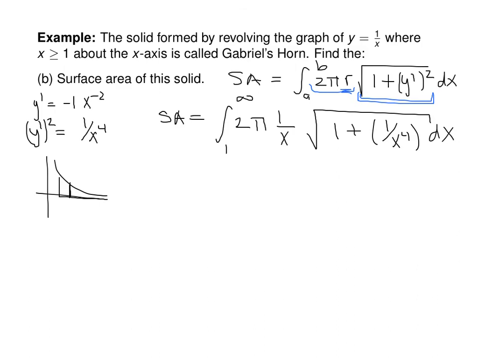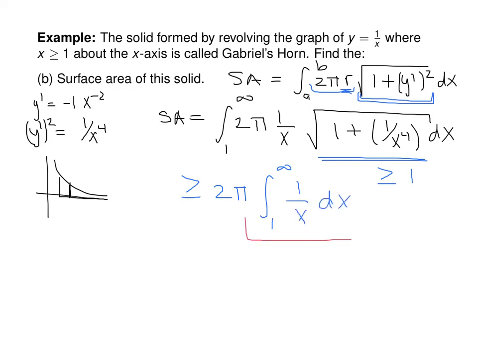And since my x's are positive, this thing is bigger than 1. So this expression is bigger than or equal to 2 pi times the integral from 1 to infinity, 1 over x dx. And we found out earlier on that this is divergent. And so using that comparison theorem, the integral from 1 to infinity of 1 over x dx is the smaller integral, and it diverges. So the original one does too. So this surface area is actually infinite, not a finite number.